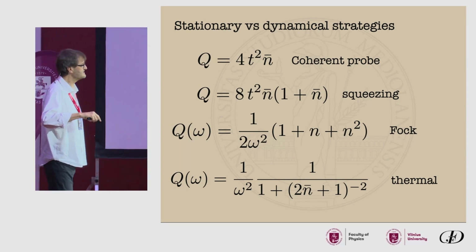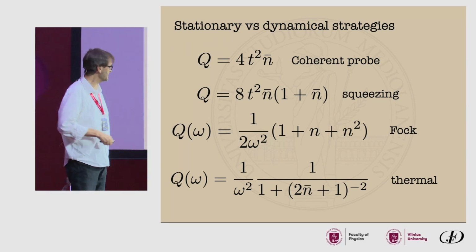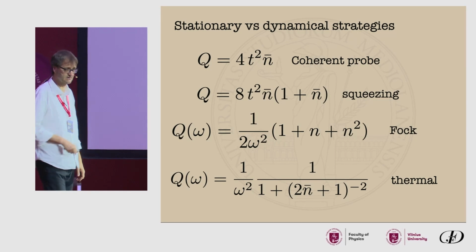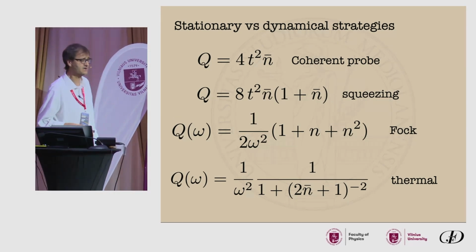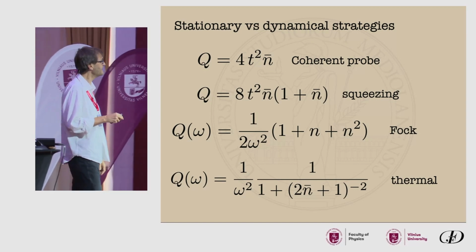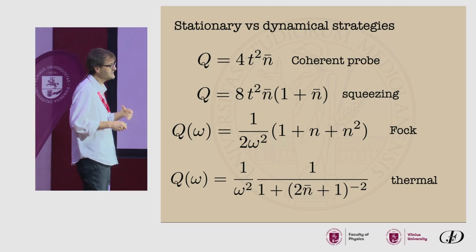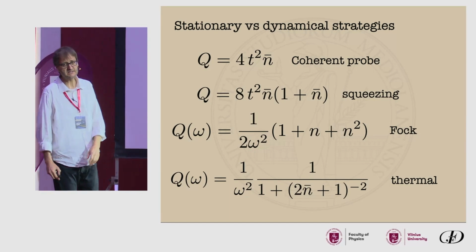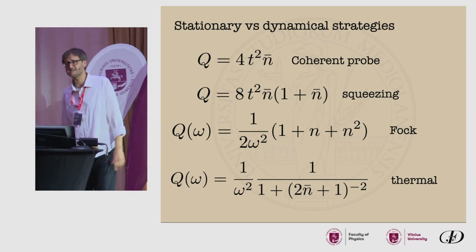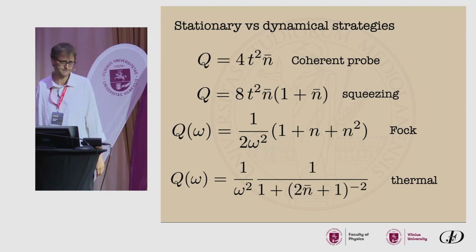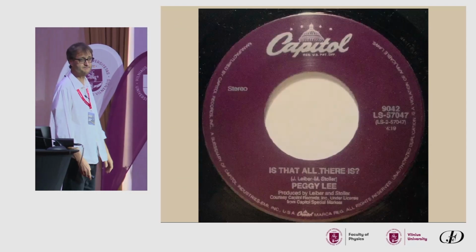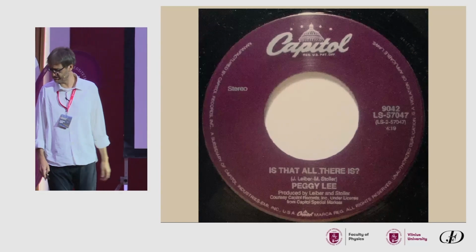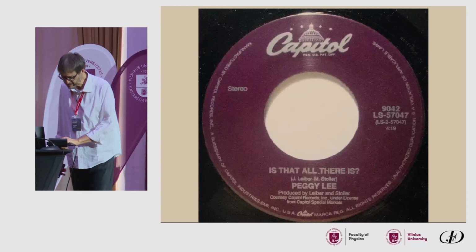Stationary measurement is bad because of this dependence on frequency, while dynamical strategies are good because there is no longer the dependence on frequency. Time is a resource, and among the possible dynamical strategies, if you have access to nonlinearity, that's good. So this would be the recipe. And is that all there is? Of course not. Otherwise, this talk would be too short.